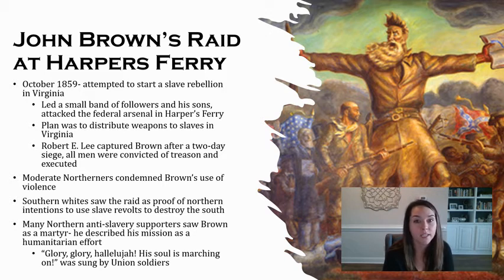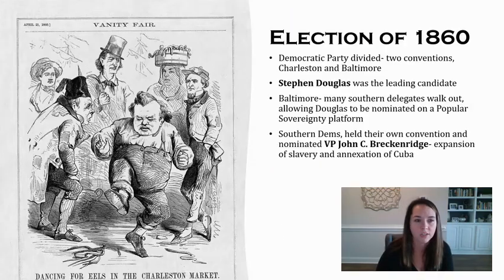Southern whites see him and use him as an example, almost too much so, as if all Northerners supported him, and that just wasn't the case. But they're like, yep, see, they're coming after our slaves. They're going to incite slave revolts, and we've got to get out of here. And that's one of the things they're going to use to justify secession.